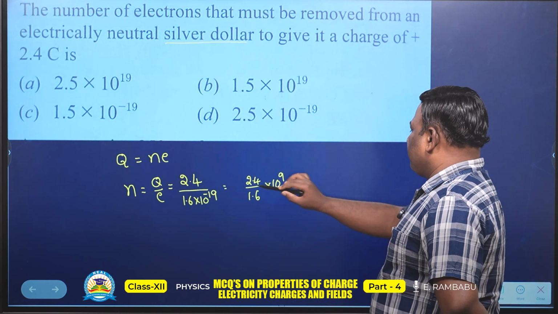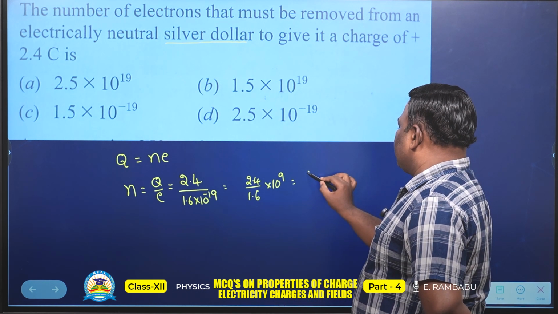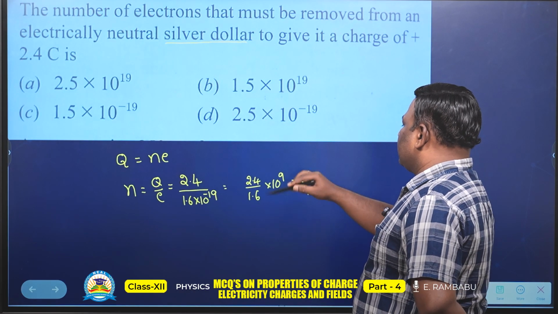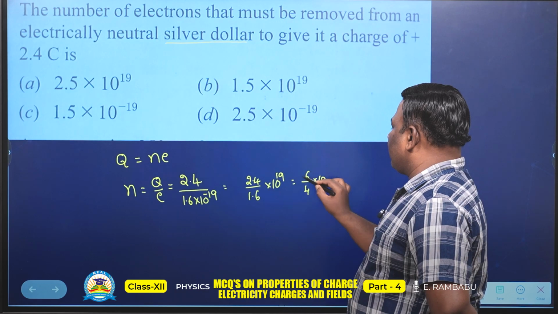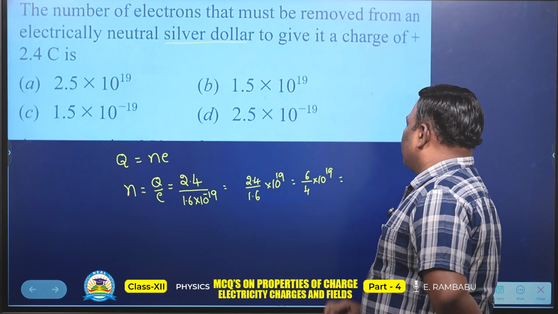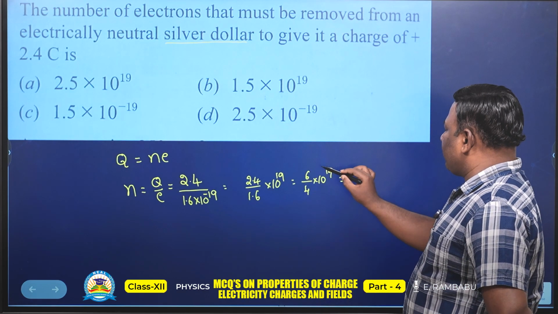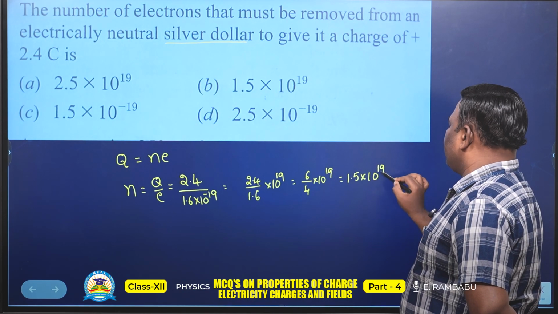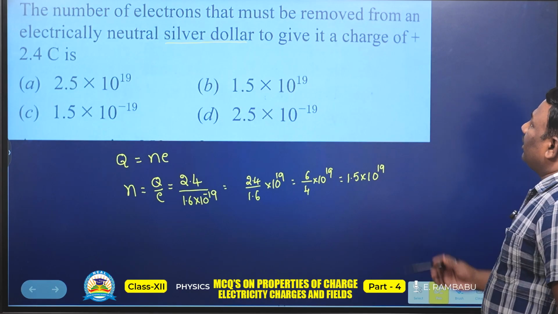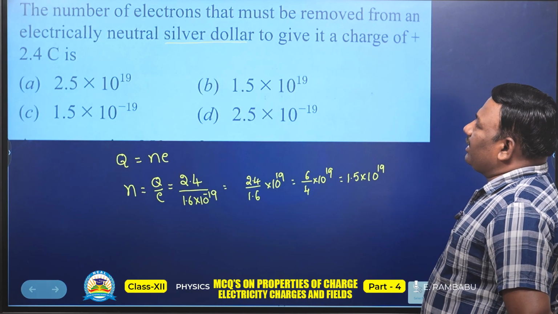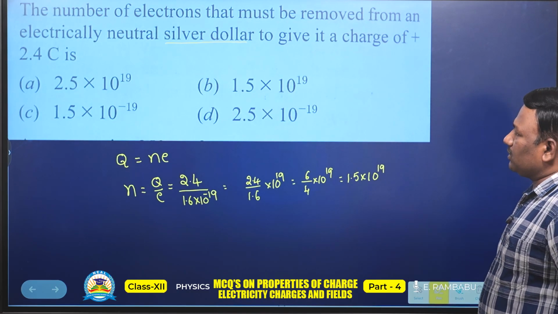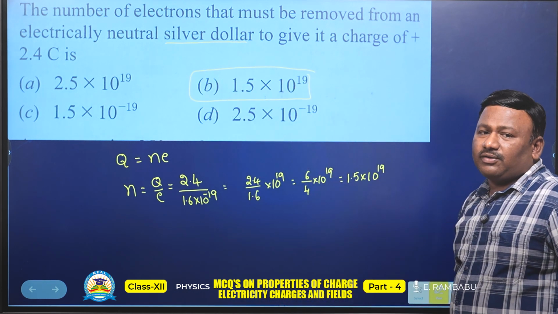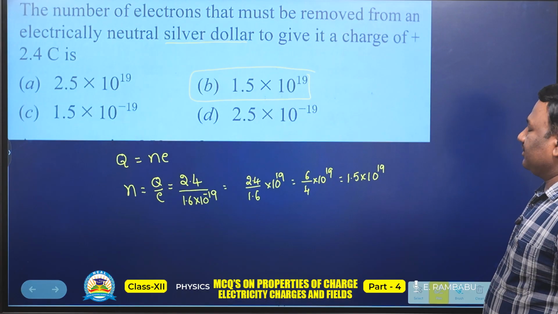2.4 by 1.6 is 1.5, and taking 10 to the power minus 19 to the numerator, it becomes 10 to the power plus 19. So 1.5 into 10 to the power 19 electrons must be removed for the silver dollar to obtain 2.4 coulomb. So here the answer is 1.5 into 10 to the power 19 electrons.